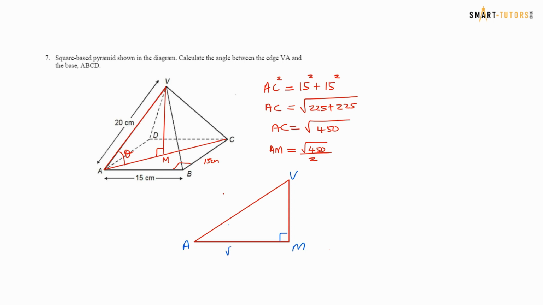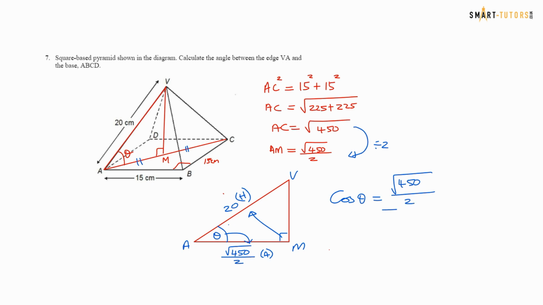AM is the one I found now as root 450 over 2, half of the diagonal. So this part is equal to this part. AC divided by 2 is the AM. We've done that. And the VM we don't want. So 20 centimeter is this. And this is the angle theta. This is 90 degrees, this is going to be the hypotenuse, and this is going to be the adjacent. Adjacent and hypotenuse are cosine. Cos theta equals root 450 over 2 over 20. So basically this part is the answer from the calculator.